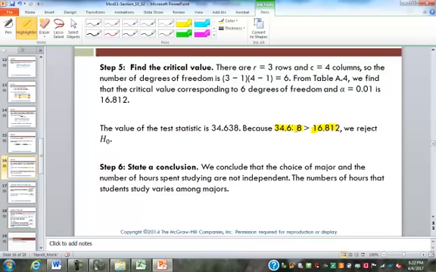Our test statistic of 34.638 is greater than that critical value of 16.812. Therefore, we reject H0. So here we conclude that the choice of major and the number of hours spent studying are not independent. It looks like the number of hours studied varies depending on the major.